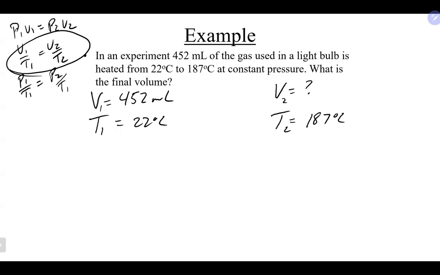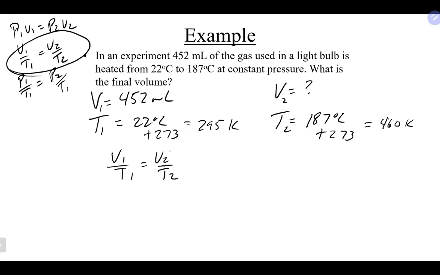We do need to make a couple of conversions like normal here with our temperature. So we want to add 273. That's going to be 22 plus 273, which gives us 295. We've got 187 plus 273, 460. At this point, V1/T1 is equal to V2/T2. In this case, we're solving for V2.